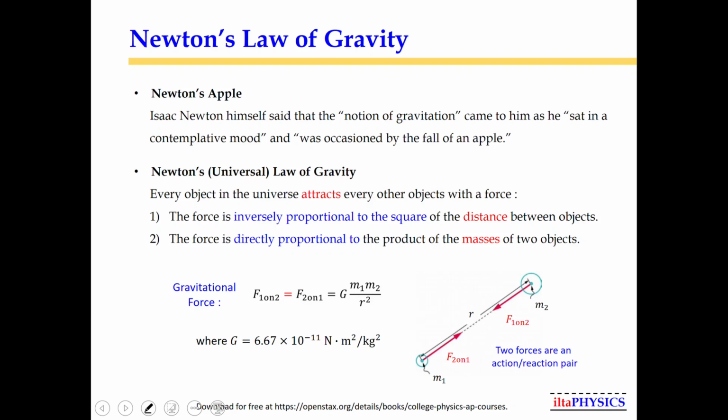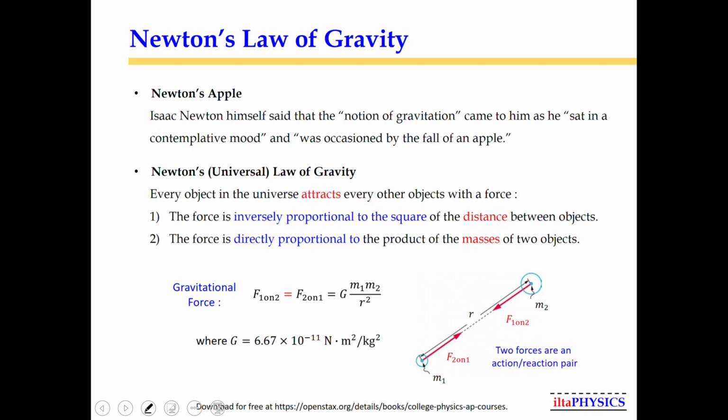The magnitude of this gravitational force depends on two main things. First, it's inversely proportional to the square of the distance between two objects. And second, it's directly proportional to the product of their masses. We can express this relationship with the following equation. And here, the constant G is called the gravitational constant, which has the following value. This is what we call Newton's universal law of gravity.